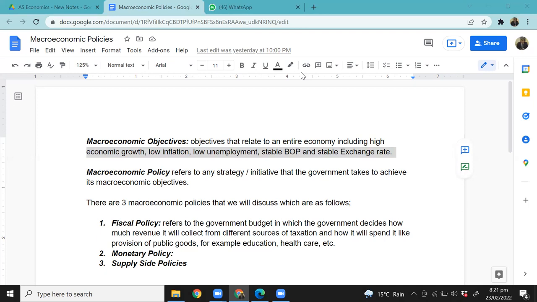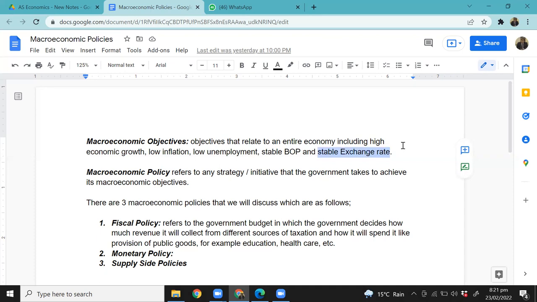Then low unemployment is also a priority for a country. Then came in stable balance of payments. What is balance of payments? We know it. How transactions are recorded in the balance of payments, we discussed that. And what is equilibrium and disequilibrium in the balance of payments, and how a country can help solve disequilibrium problems. We have talked about all these things, right? And then obviously we also discussed in detail what exchange rate is, how it is determined, and what is a good exchange rate value, what is a bad exchange rate value, and all these things.